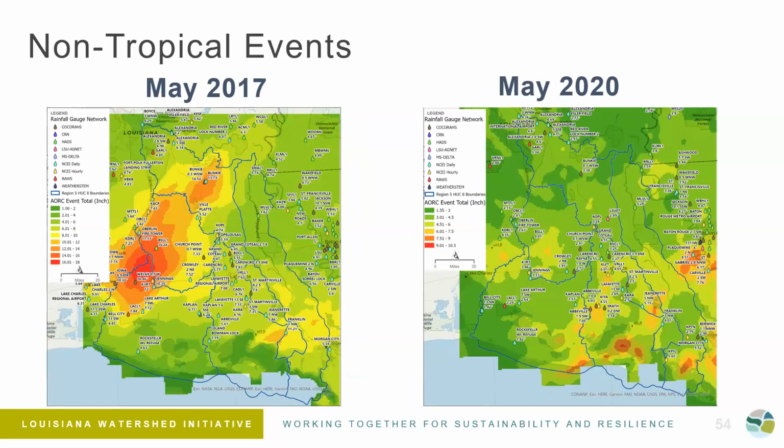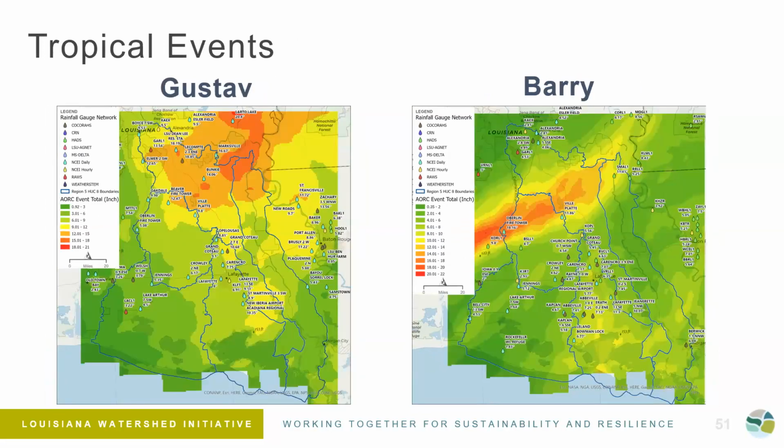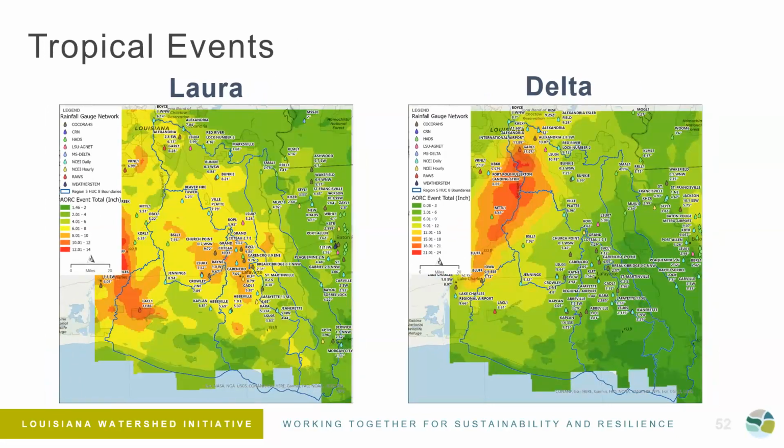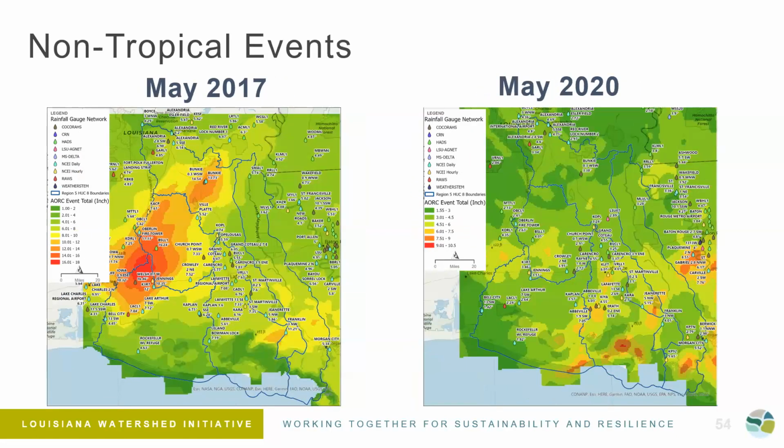So all in all, if you flip through these, maybe not quickly on the screen, just looking at the red blots kind of peppering around the watershed, this is the kind of spatial variability that we're working with to try and understand what we're doing on the modeling side.